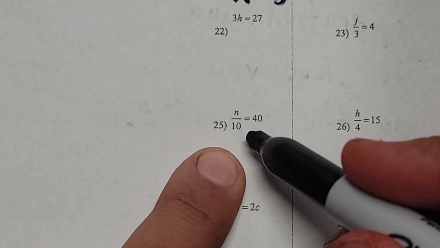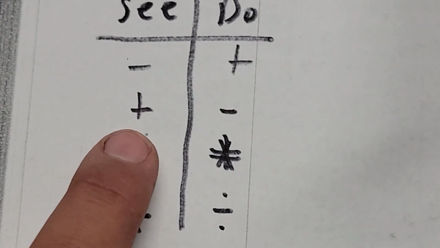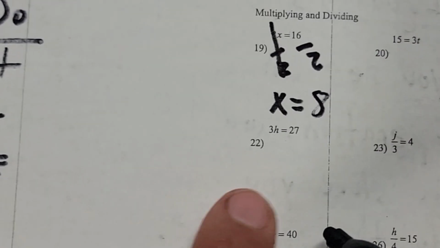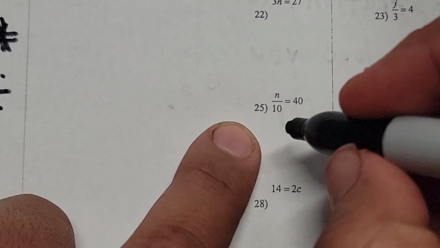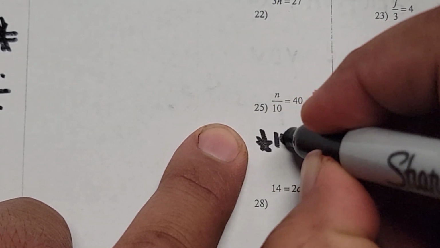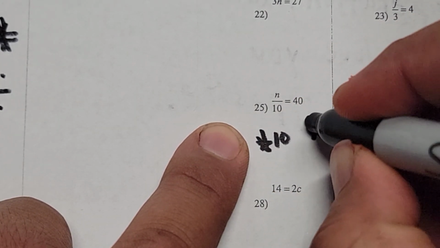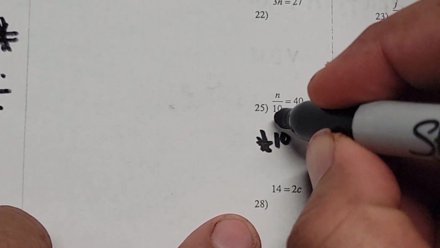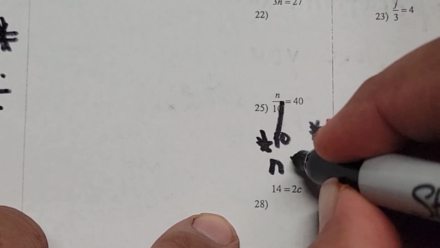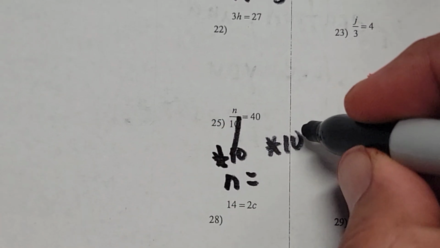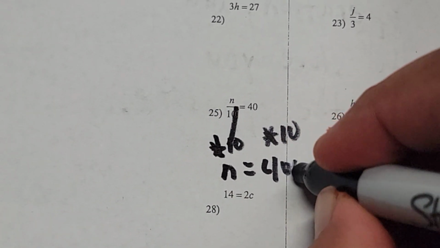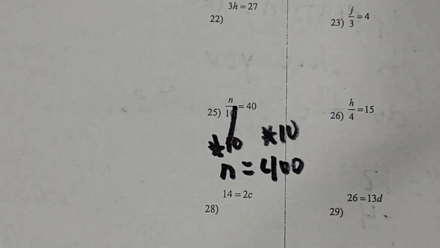Whenever you see a fraction, that's division. So you see division, I'm supposed to do multiplication. If I see it divided by 10, I'm going to do times 10 on both sides. These cancel out. You're left with n equals, what is 40 times 10? I believe that's 400. That's a big number.